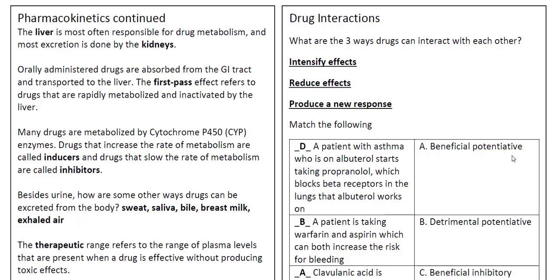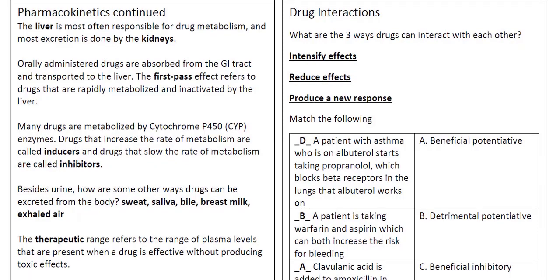Most drugs are excreted or exit the body by the kidneys through urine, but there are other ways that drugs can be excreted from the body. A drug can leave the body through sweat, saliva, bile, breast milk, and even by exhaling air. These four principles, absorption, distribution, metabolism, and excretion, all play a part in determining how long a medication will be at its intended target.